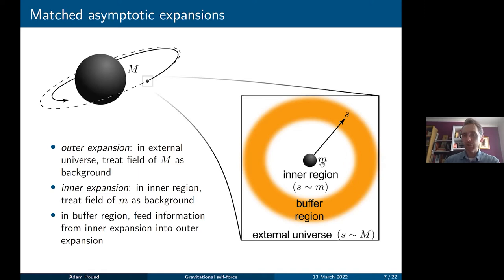But then once you get sufficiently close, that breaks down because, sufficiently close, the small body is actually the main source of gravity. So it is dominating the gravitational field locally. And so then we construct a different expansion that basically takes the spacetime of the small guy as the background and looks at corrections to that. And then in this buffer region, we have a matching method where we can take information from the inner region and translate it out into information in the external universe.